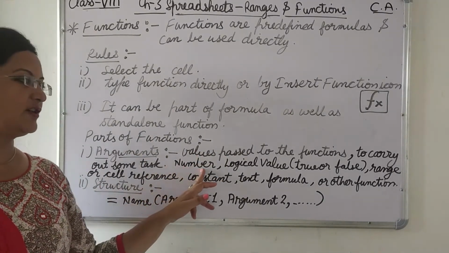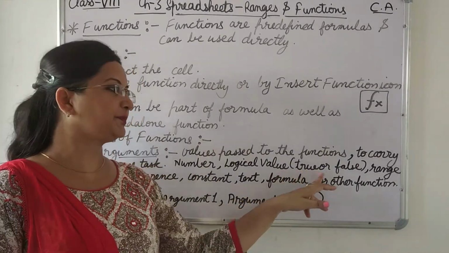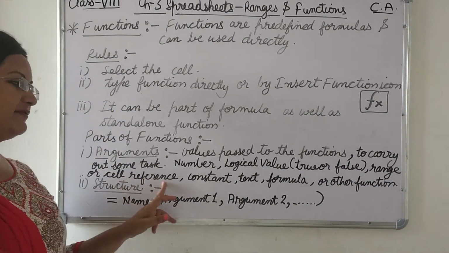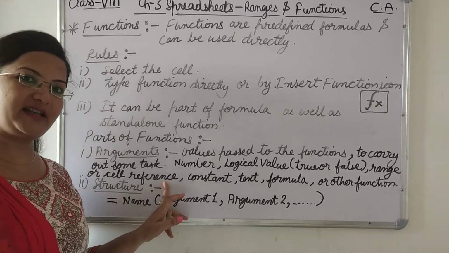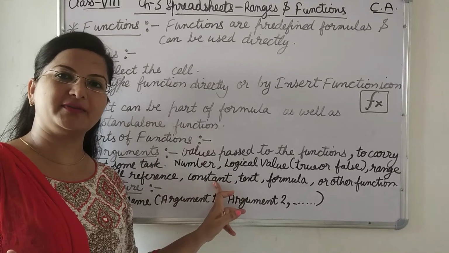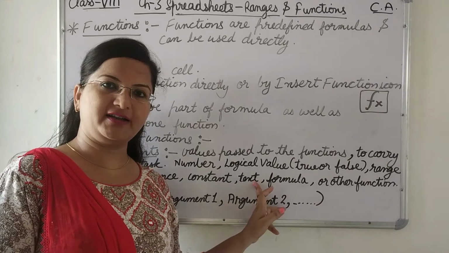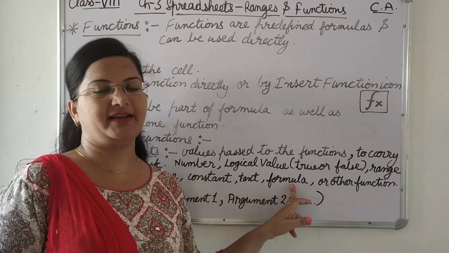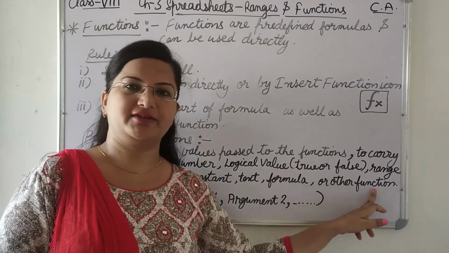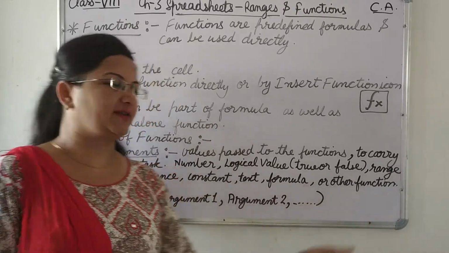So in those arguments, either we can pass numbers, or a logical value, either true or false. Then range. Range means a group of cells. Then cell reference. Cell reference means the address of the cell we can pass in it. A constant value can be passed. Okay, any constant number, negative or positive number, we can pass in it. Then we can also pass text inside it. We can also pass formulas in arguments, or we can also pass on other functions. Okay, we can pass another function inside a function.